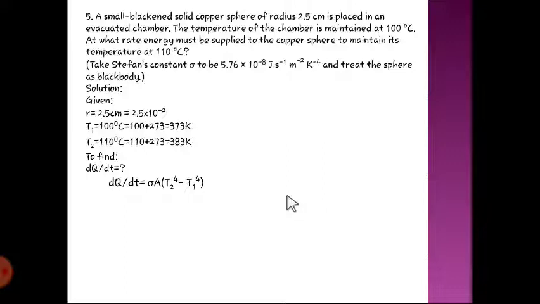You may have this query after going through the textbook. So this is the formula that we are going to use, and by using which we are going to find out dq by dt.